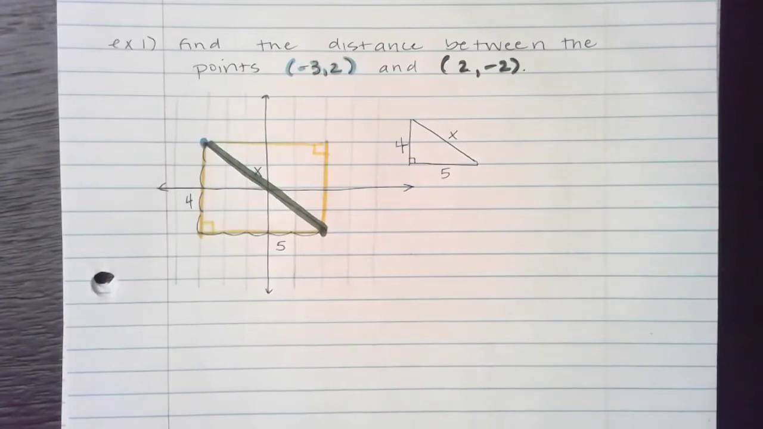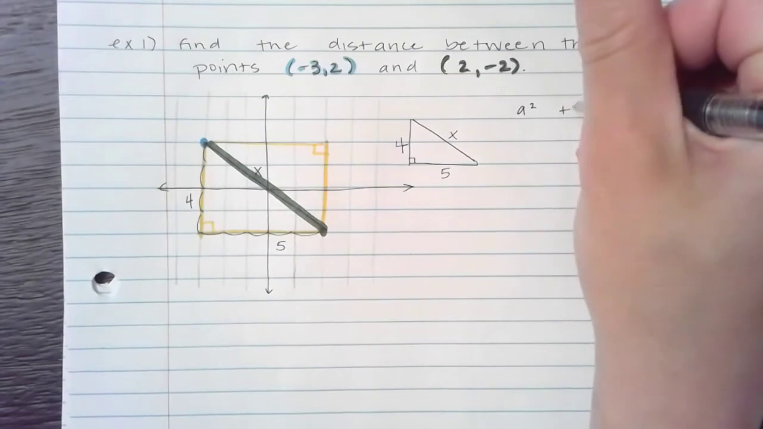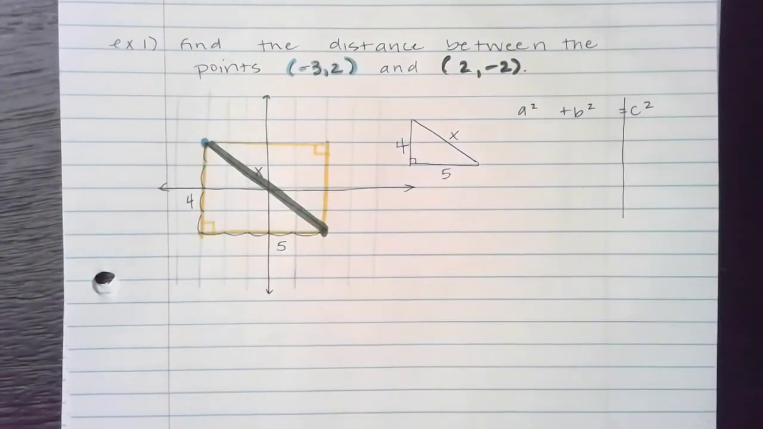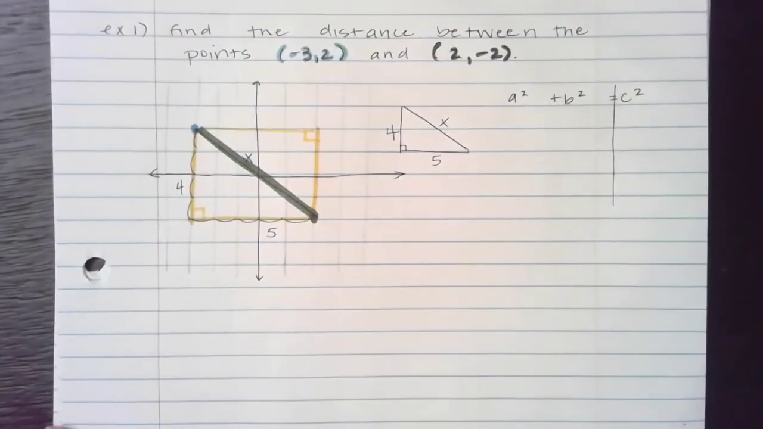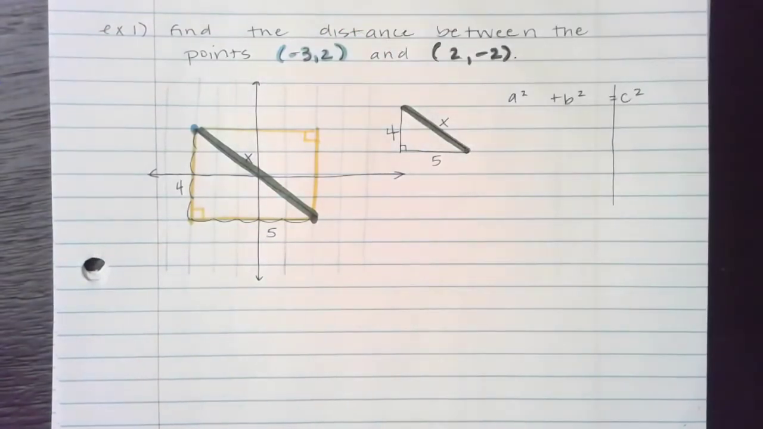So at this point, we're going to solve for our unknown. a squared plus b squared is equal to c squared. What are we plugging in where? Oops, sorry. c is my hypotenuse, and in this case, x is my hypotenuse.